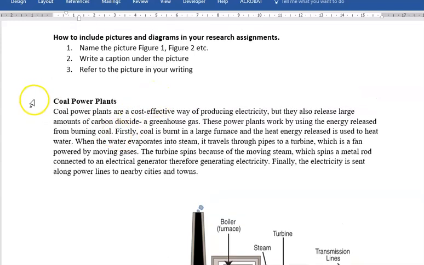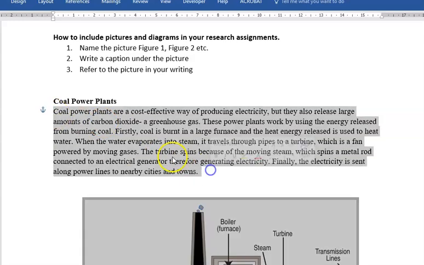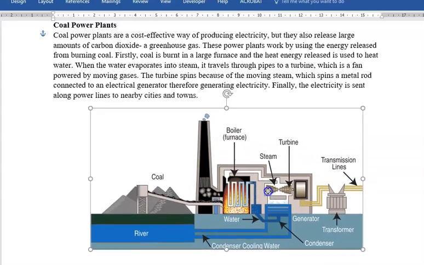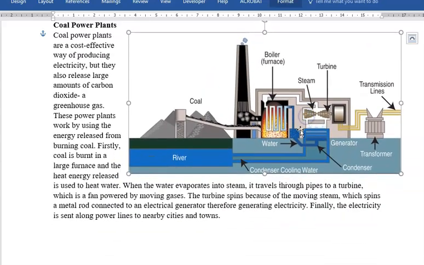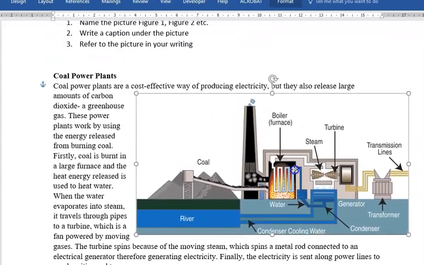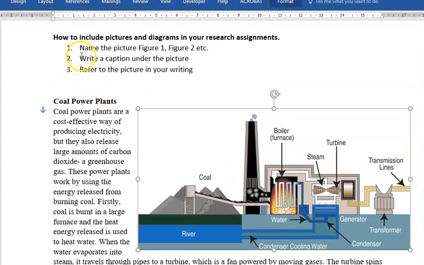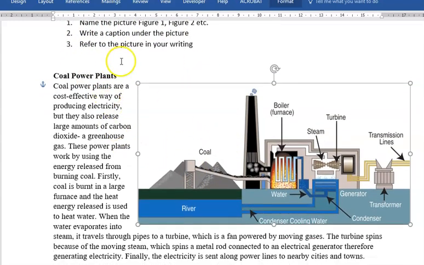Okay, so in this task, I've just made up, you've got an assignment and you have to research coal power plants. So I've written a bit of an introduction paragraph, and I've also found a diagram here showing what a coal power plant looks like. So if you want to add this picture into our assignment, I've put it up here next to our paragraph. Now we need to name it and do a caption.